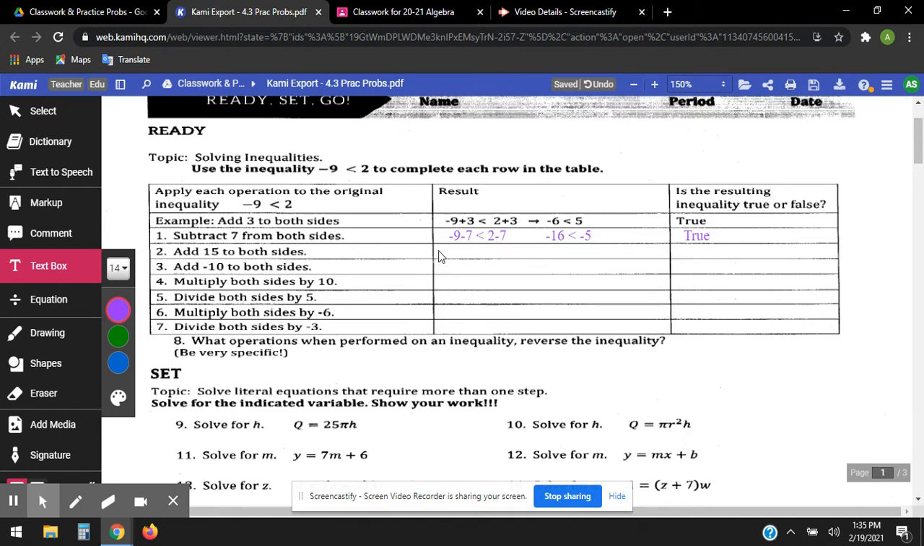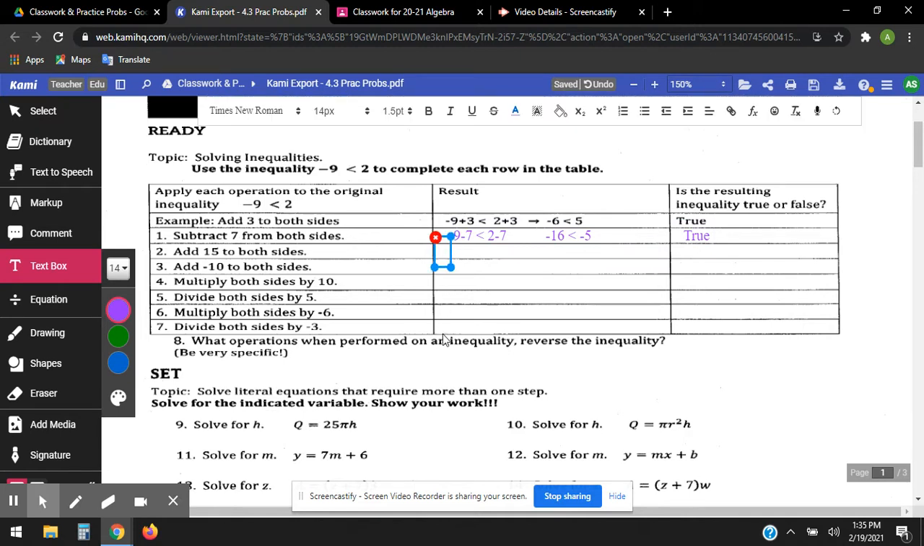Okay, next one. Add 15 to both sides. So I'm looking at -9 plus 15. Is that still less than 2 plus 15? Well, -9 plus 15 would be a positive 6. Is that less than 17? Yes, that is true. And that over here is true.